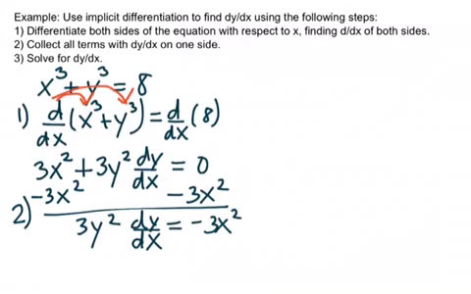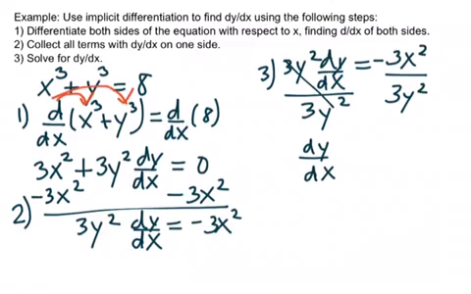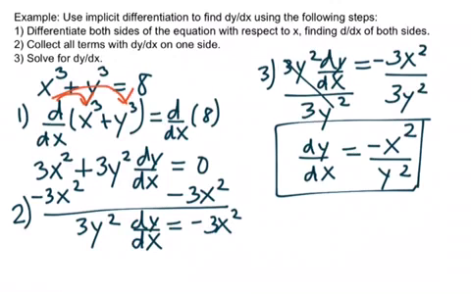Step 3 says to solve for dy/dx. So notice here, since I have 3y squared dy/dx equal to negative 3x squared, I only need to divide both sides by 3y squared to isolate dy/dx. And if I simplify this, I can cancel out the 3's. So dy/dx is equal to negative x squared over y squared, which also can be considered y prime. Okay, let's look at the next example.